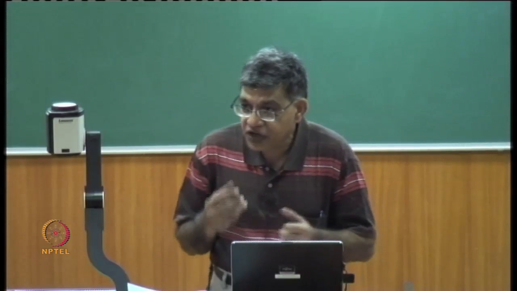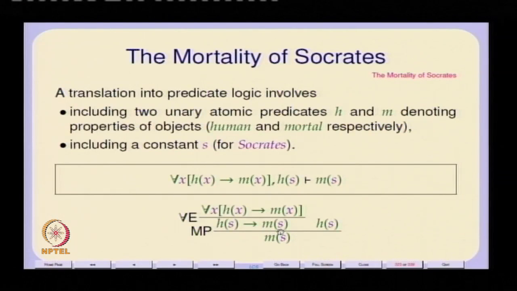Once a variable is free, supposing I had replaced it by h of z arrow m of z, then the z becomes a free variable of this predicate and z cannot be replaced. Okay. So you have to replace it by this constant S. So in particular, this quantifier elimination allows you to do that, and then you can use modus ponens because now you have got pure propositions. And now you are essentially using modus ponens on pure propositional forms.